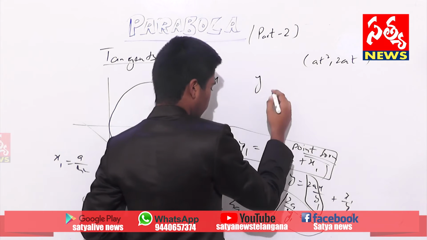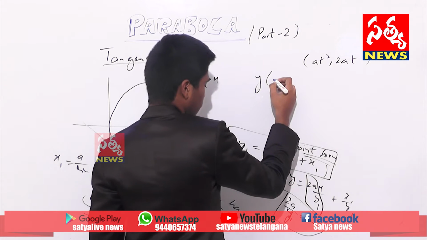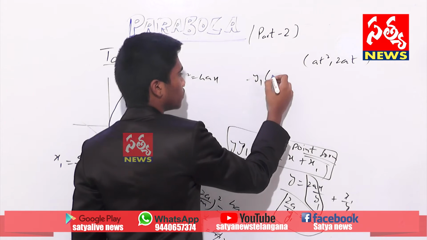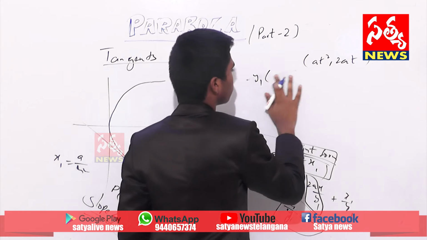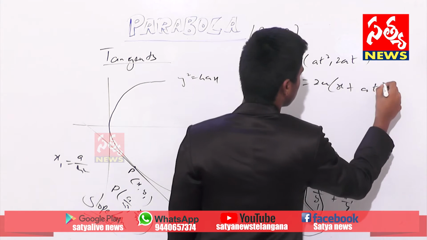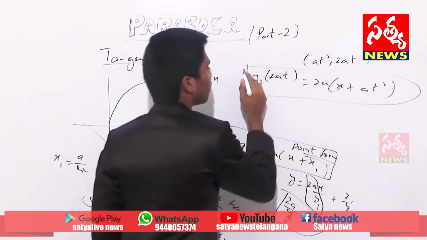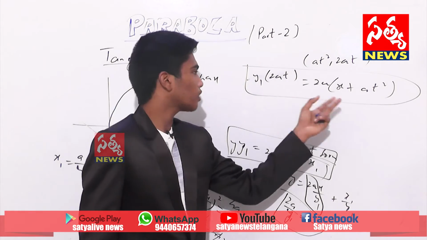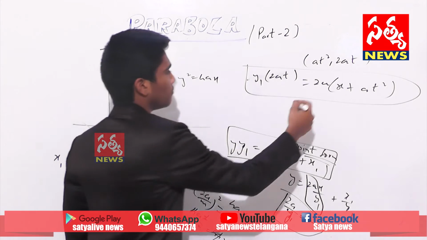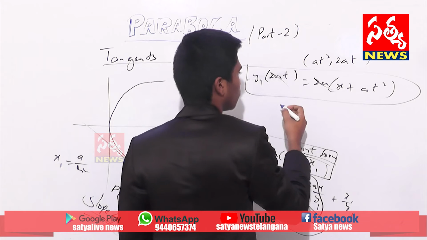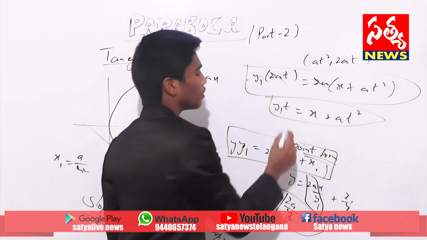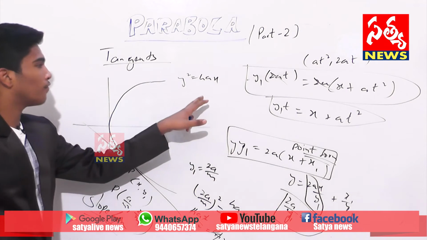plus x1). Putting the parametric values of the parabola in the point form, see what we will get: y into y1 is 2at, right? 2at y is equal to 2a into (x plus at²). And after further calculation, we'll get the equation. Simply cancel the 2a, and here we are left with yt equals x plus at². Okay, this is only for y² equals 4ax.